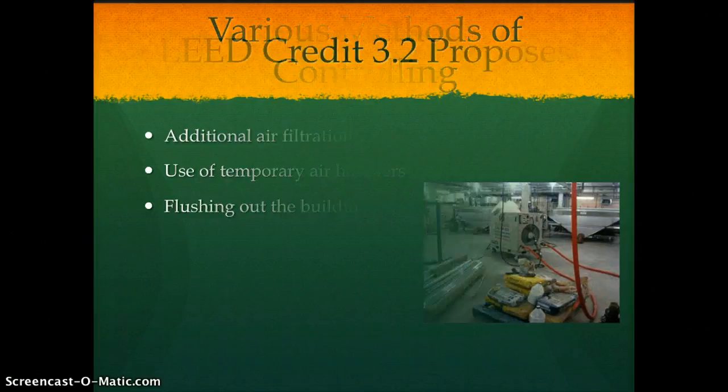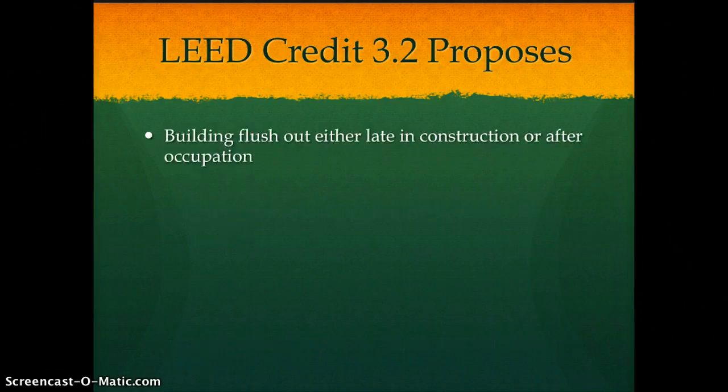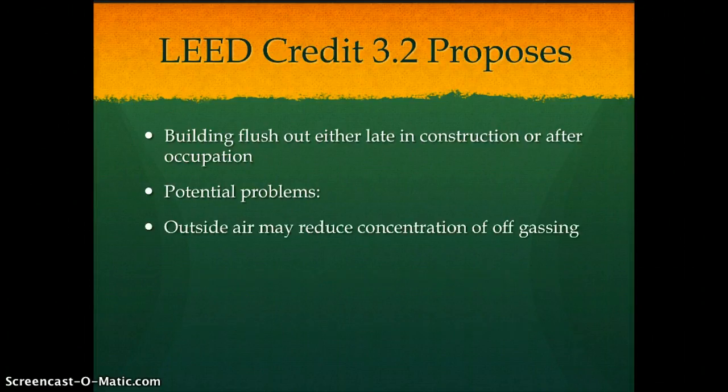As proposed by LEED Credit 3.2, building flushout can occur either late in the construction phase or after the building is occupied. While the use of outside air to flush out the building may reduce the concentration of off-gassing, it can also inadvertently cause moisture problems. Although the moisture problems may be short-term, decreasing after the flushout is finished, the resulting mold problems could be long-lasting.